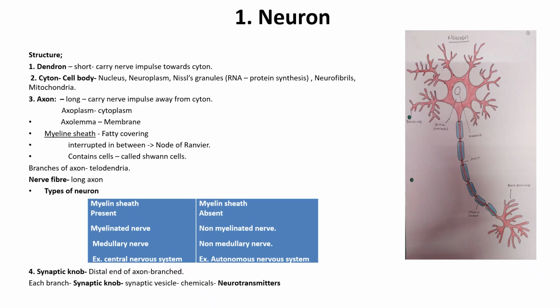Then types of neuron according to the myelin sheath. When the myelin sheath is present, they are called myelinated or medullary nerve fibers, and they are seen in the central nervous system. When the myelin sheath is absent, they are called non-myelinated or non-medullary nerve fibers, and they are mostly seen in the autonomic nervous system. And the fourth part is the synapse. It is a junction between two neurons, and the distal end of the axon is called the synaptic knob, which contains synaptic vesicles which secrete chemicals. They are called neurotransmitters.